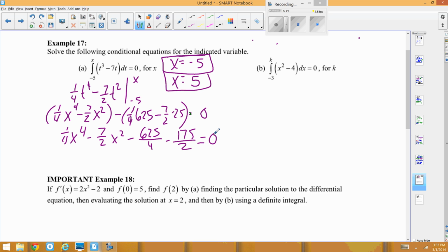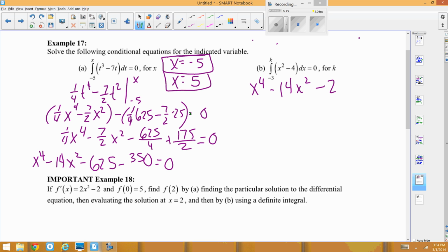All right, you hate fractions, so let's get rid of them. Multiply everything by 4. All right, x to the 4th minus 14 x squared minus 625. Oh, I forgot to change my sign there. Plus 350 equals 0. All right, I'm going to just continue over here. So now x to the 4th minus 14 x squared minus 275 equals 0. Maybe that factors. I'm not going to play around because I know there's a lot of factors of 275.